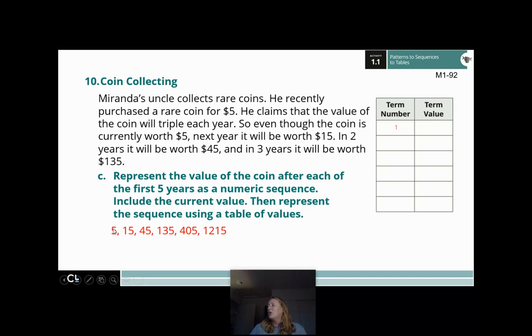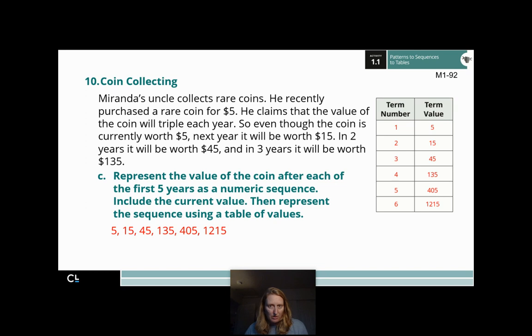The first term is 5. The second term is 15. The third term is 45. The fourth term is 135. The fifth term is 405. And the sixth term is 1,215. Yay. Whew, this concludes activity 1.1.